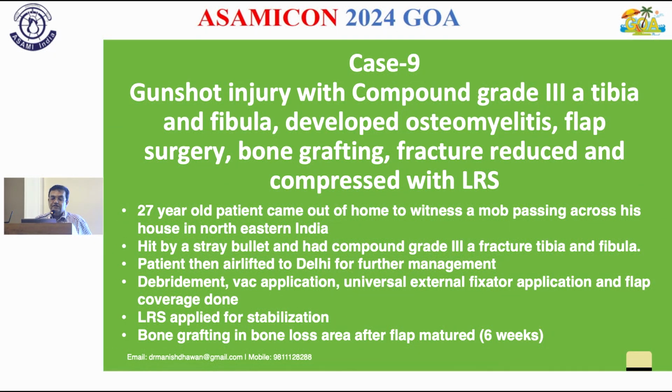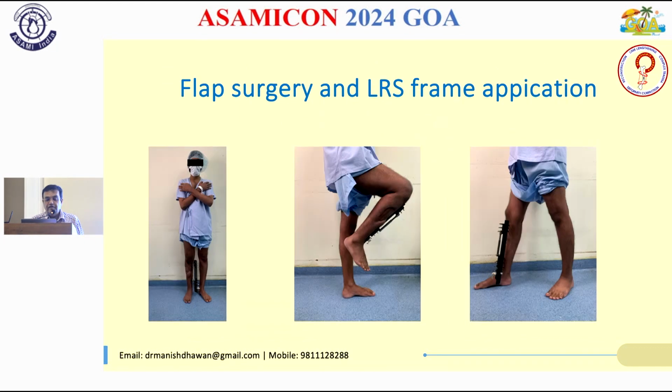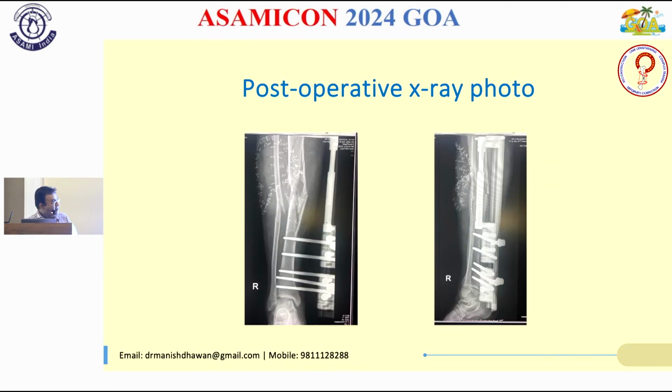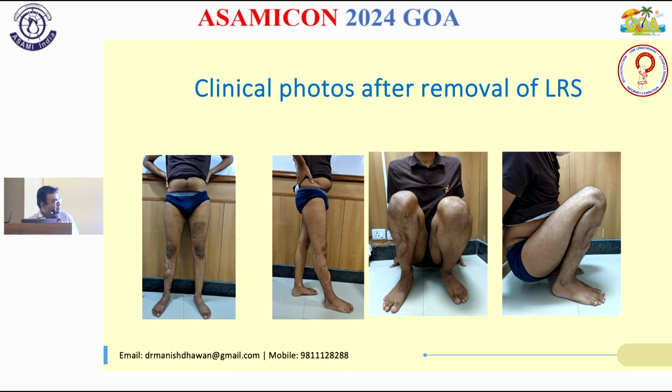So this is a 27-year-old patient, had a gunshot injury. Actually, he was just standing outside his house, and in Northeast there was some gunfire, some procession was going on. He was shot. This was his bullet hole, bone loss. We removed everything, debrided, applied LRS. Then we put grafts in this area, stabilized it. This is the union. See his knee movements.